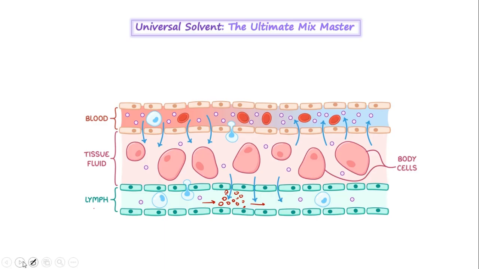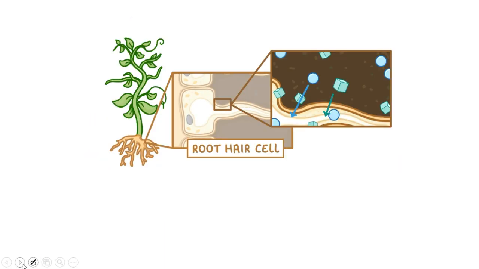The same significance of water being a universal solvent applies to plants. Plants absorb minerals in the root hair cells, and then are able to transport minerals to the upper parts of the plant with the help of water. So water dissolves these minerals in the soil, and also inside the xylem vessels, and then in the xylem vessels, water is able to transport these substances to the shoots of the plant.